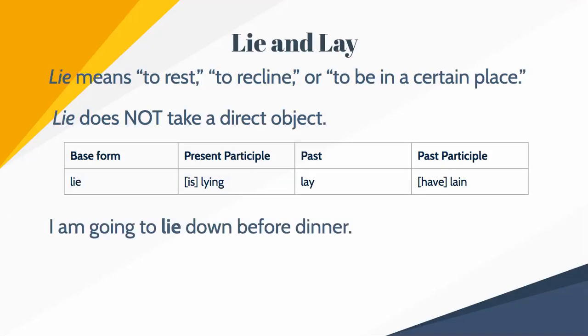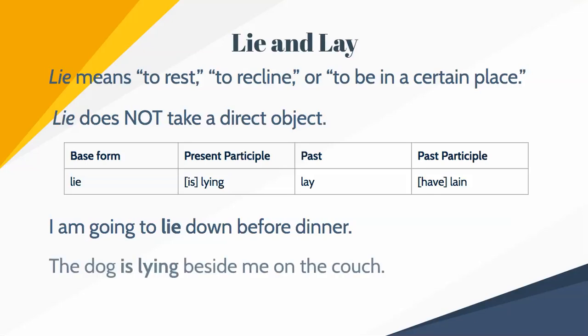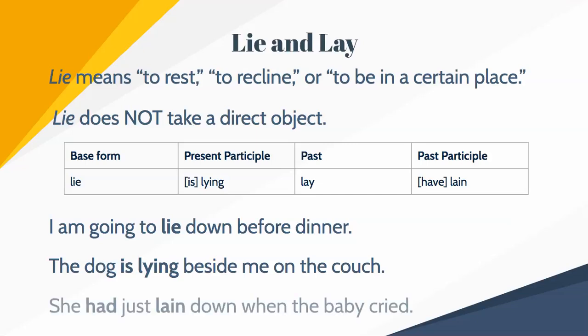I'm going to lie down before dinner. The dog is lying beside me on the couch. So rest, recline, to be in this place, no direct object in either of those sentences. She had just lain down when the baby cried. Same thing there. No direct object.